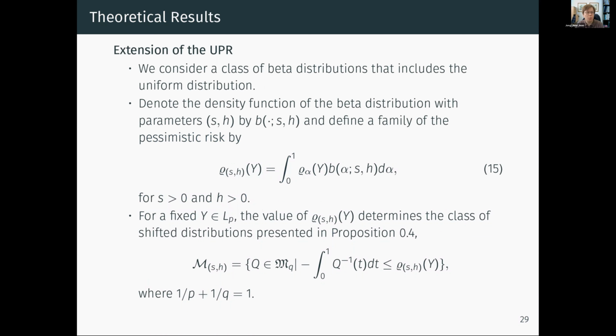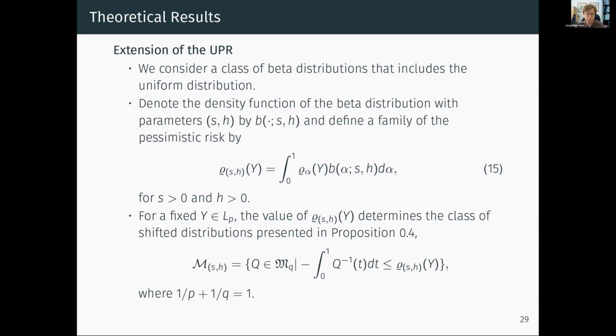Okay. Then we can extend the UPL by changing the distortion measure. Here, we introduced the beta distribution as a distortion measure. Here, B_{a,h} denotes the PDF of the beta distribution, and in general, the UPL can be written by equation 15. We consider a is larger than 0, h is larger than 0. And we can define the family of distributions here, M_{a,h}.